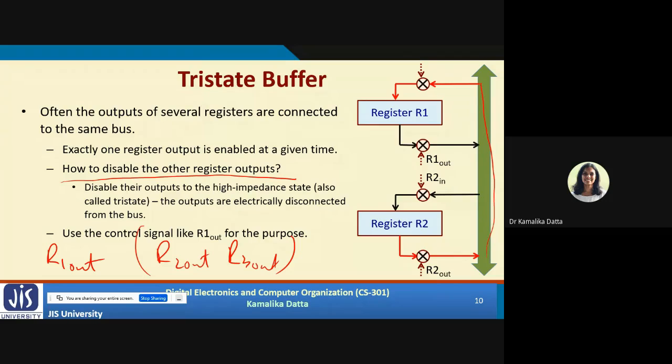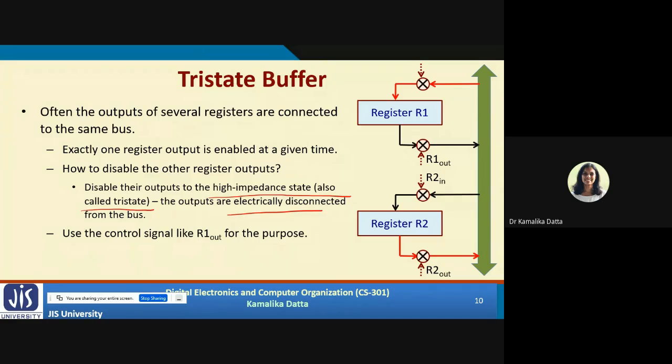Right? So what is generally done is that we disable their outputs to a high impedance state, also called tri-state. So basically, in this state, the outputs are electrically disconnected from the bus. So what control signals do we use? We use control signals like R1 out for this purpose.